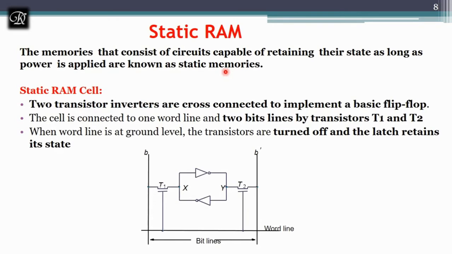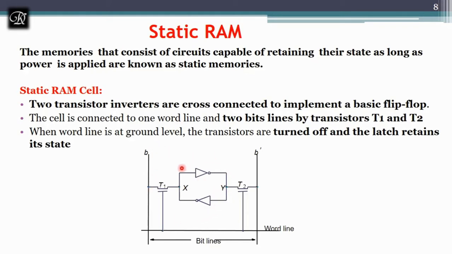Let's see the detailed discussion of static RAM. The static RAM consists of a circuit which is capable of retaining its state as long as the power is applied. So we need not refresh here. Until the power is applied, the static RAM keeps its state active. To do this, we need to design a static RAM.